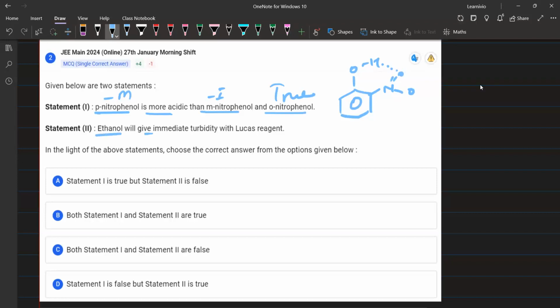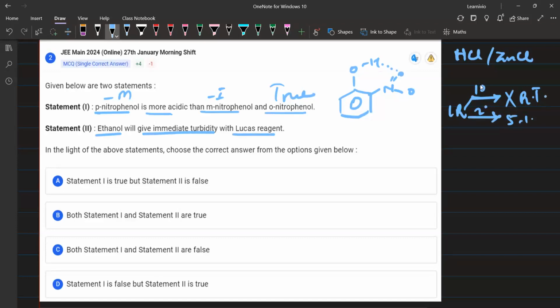Next, they are saying ethanol will give immediate turbidity with Lucas reagent. Lucas reagent is HCl in the presence of ZnCl2, and it is used for distinguishing between 1 degree, 2 degree, and 3 degree alcohols. With a 1 degree alcohol, it does not give turbidity at room temperature; once you heat it, it will give turbidity. With a 2 degree alcohol, it requires 5 to 10 minutes. And with a 3 degree alcohol, it gives turbidity immediately, instantly.